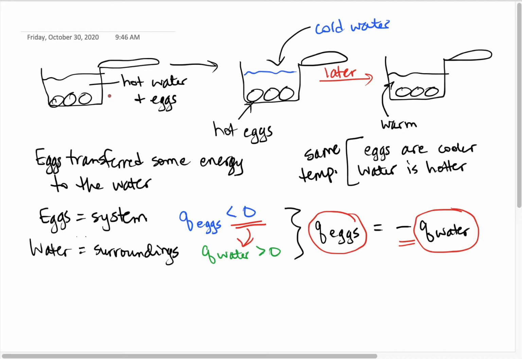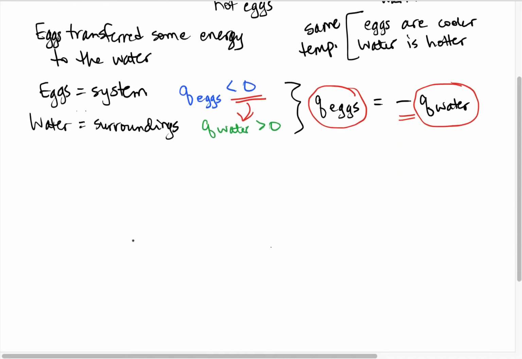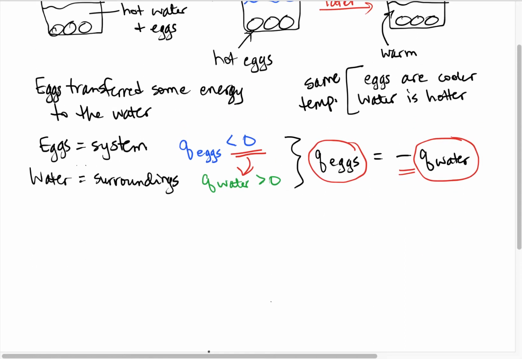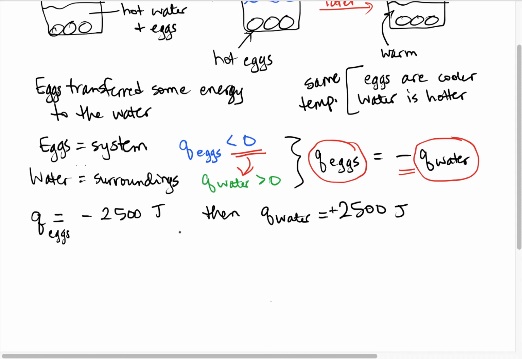So let's think about this in a concrete way. And we're going to keep our numbers pretty limited for right now. So let's just say that the eggs gave off minus 2,500 joules, so 2.5 kilojoules. Then if that was true, then the water gained 2,500 joules. Okay, so all of that energy from the eggs was transferred into the water.